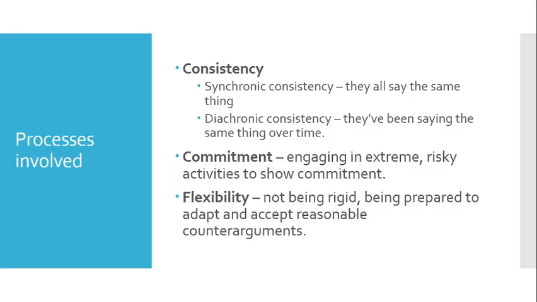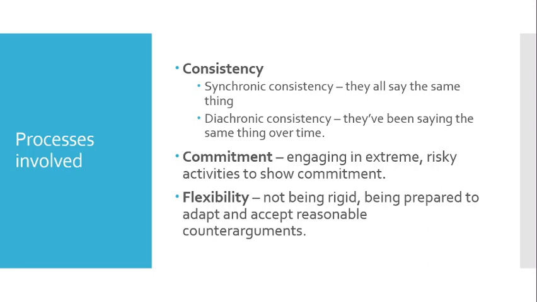These are the 3 processes, basically, which we use as explanations for minority influence: consistency, commitment, and flexibility. Now, consistency, there's 2 types of consistency that we look for in a minority that really help to communicate and get their message across and make them more persuasive. Firstly, synchronic consistency means that everyone in the minority group, all members of the group, say the same thing. So you've not got an inconsistent message from different members of the group.